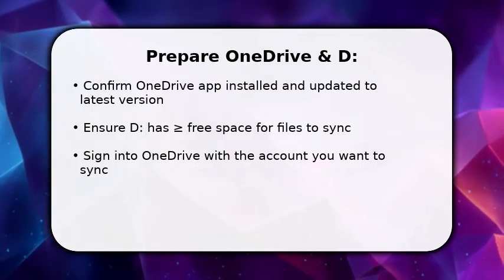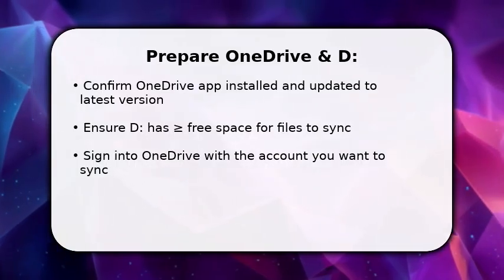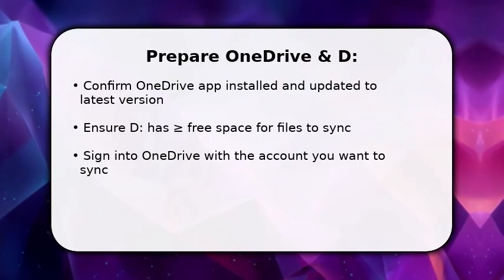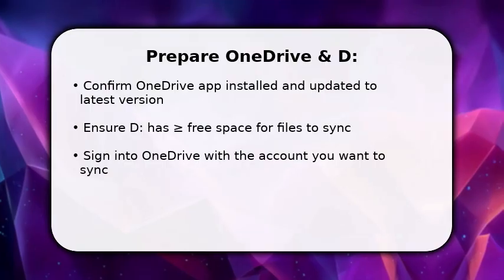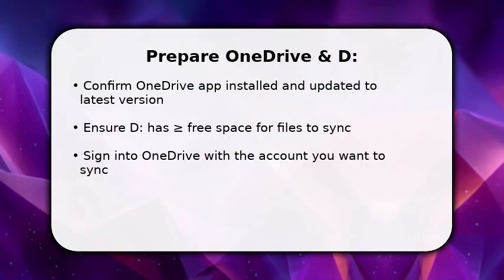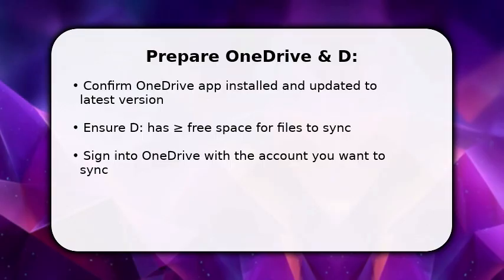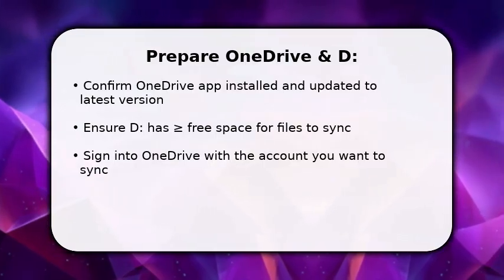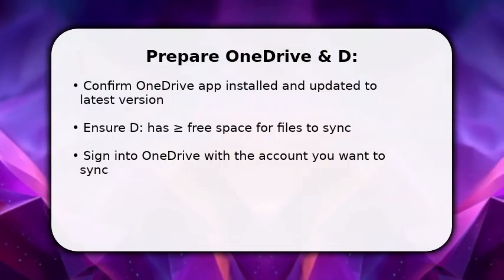You'll start by preparing both OneDrive and your D drive. First, sign into the OneDrive app with the account to sync. Once signed in, confirm the app is updated so features behave as expected. Next, check D has enough free space for the files you plan to move. Make space if necessary. Finally, locate OneDrive settings now. This sets you up to change the folder location in the next step without losing data.